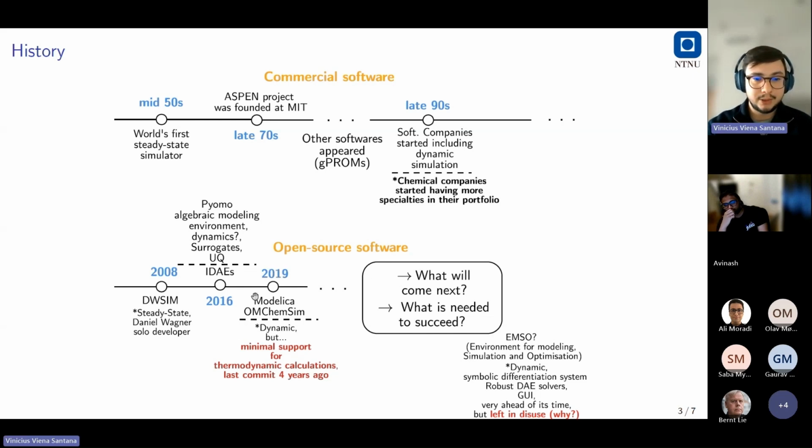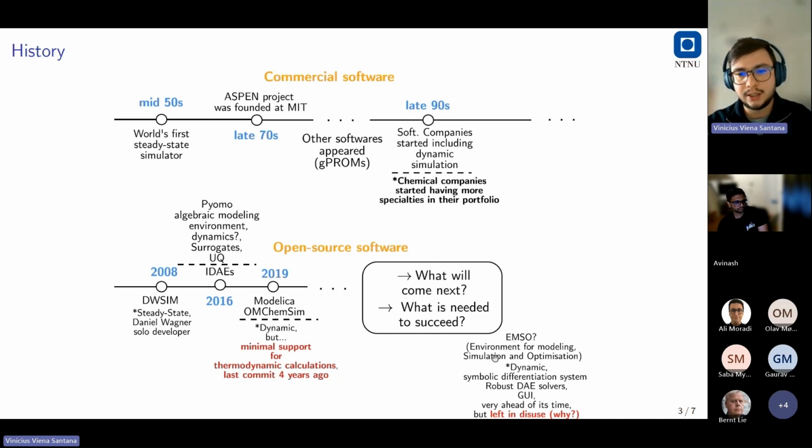Then in 2019, there was an effort to do chemical process simulation in Modelica, in what they call the OpenModelica ChemSim library, which is an open source project now hosted on GitHub, and people can just check and use it. As part of Modelica, it supports dynamic simulation, but as the authors claim, it had minimal support for thermodynamic calculations. Also, the last commit of the package was about 4 years ago. I don't know the reason they stopped maintaining it, but the fact is the last commit was 4 years ago.